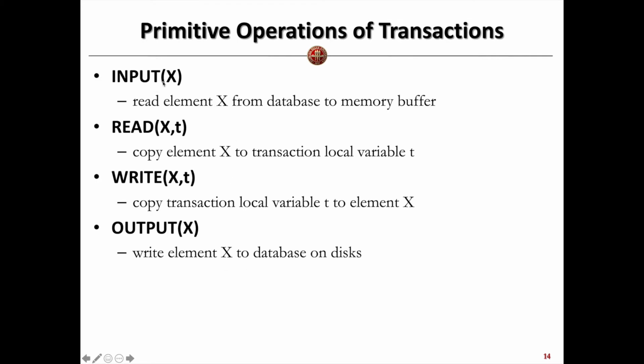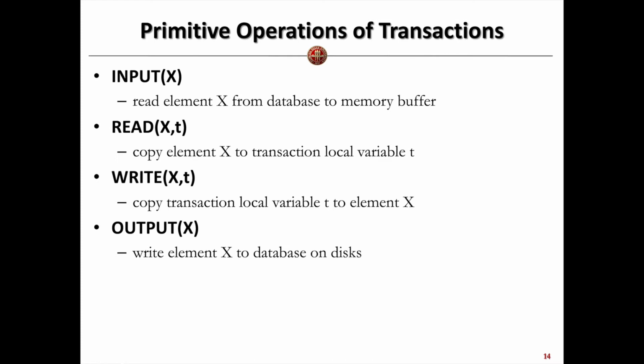So the input is to read the X from disk to memory. Read XT is to assign the value in the memory buffer to the T variable. Write XT is to assign the T value from the variable to the X in the memory buffer as well. The next one is the output X. It outputs this X from the memory buffer to the local disk instead.